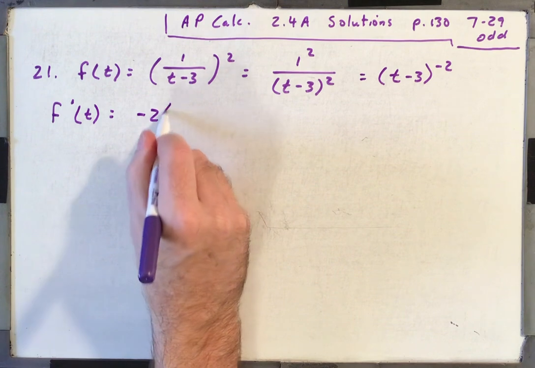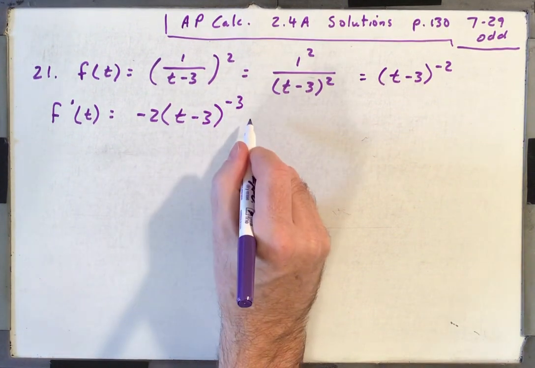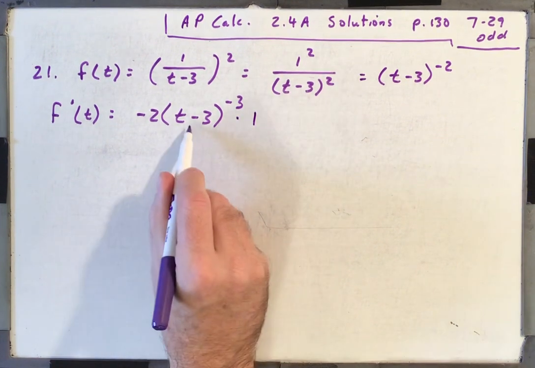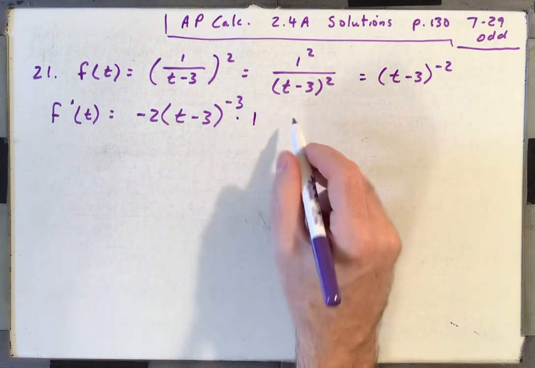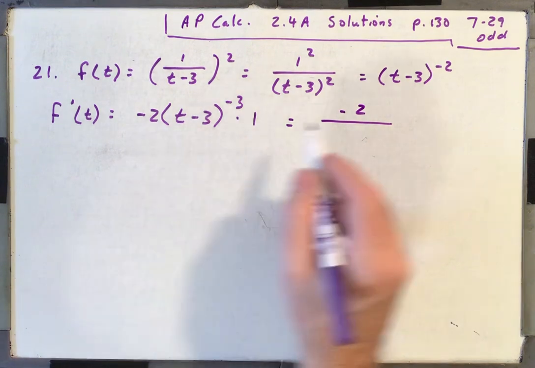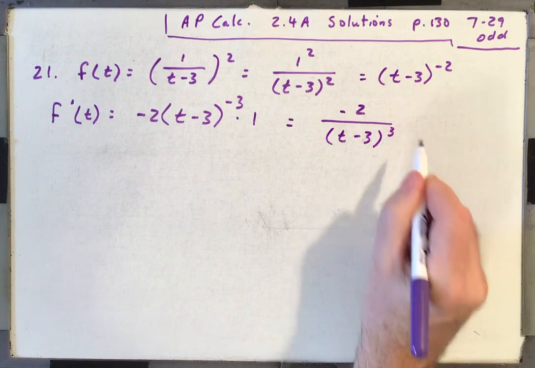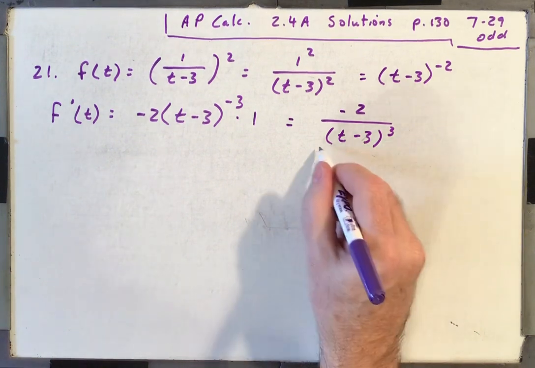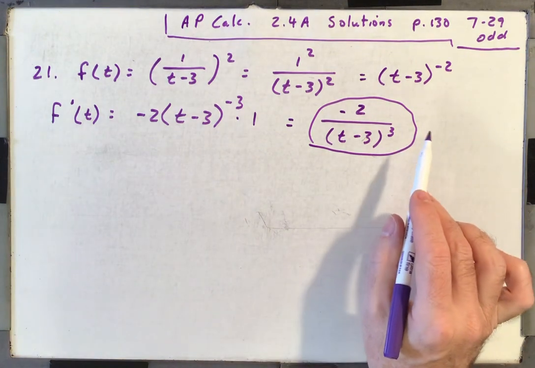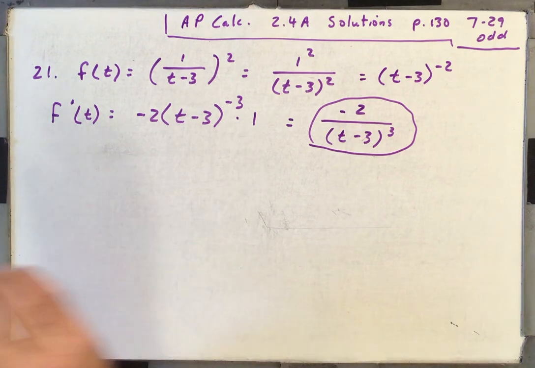That's negative 2 times t minus 3 to the negative 3. And then the derivative of t minus 3 is just 1, so the derivative of the blob is 1. So the negative 2 would stay on top, and then t minus 3 all cubed. So rewriting these and using the chain rule makes it so much easier. All right, 23.